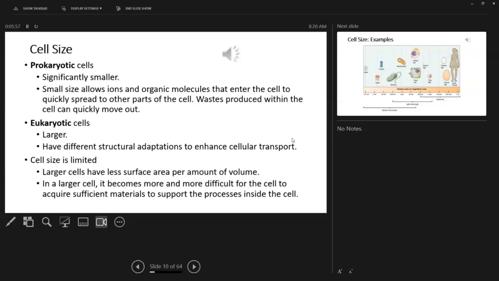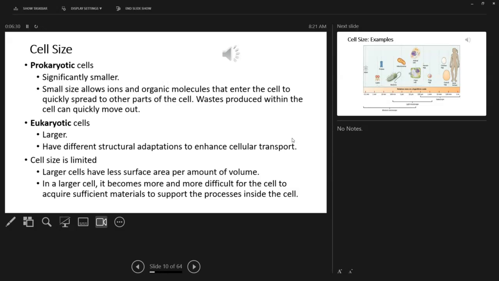The cell size is limited, so why do I have to be made up of trillions of cells? Why can't I just be one big cell? The usual accepted answer to that is that a cell has to have a lot of stuff coming into and out of it all the time, and so it has to have enough surface area to bring stuff in and to have stuff go out.